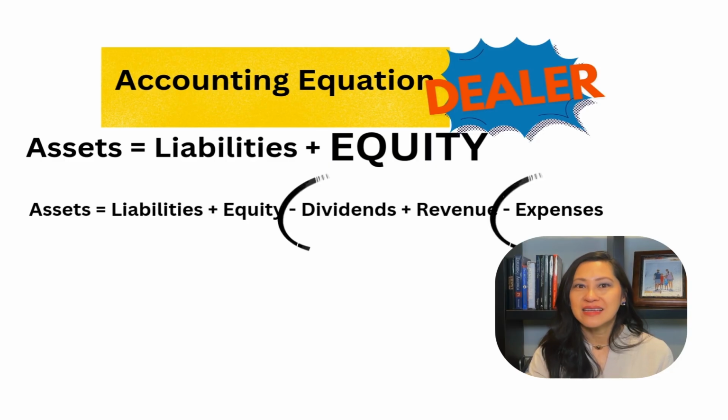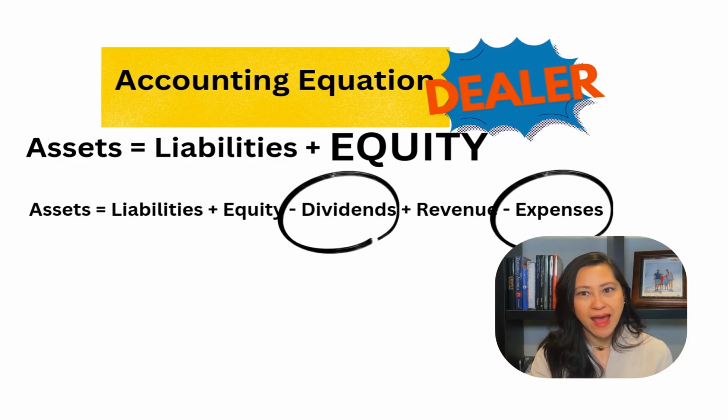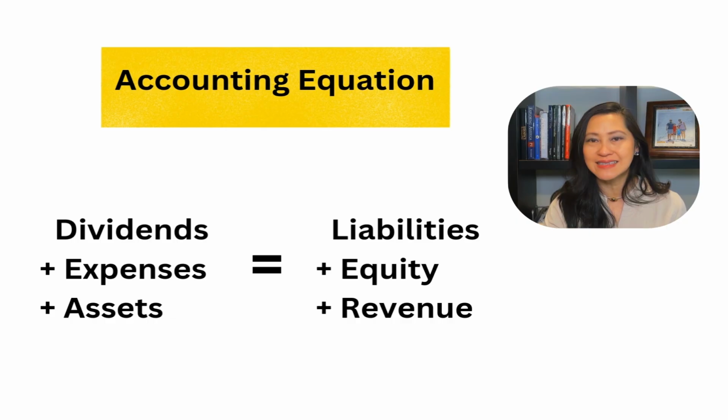Right now we have dividends and expenses subtracting on the right side. If I move dividends to the left side of the equation, it becomes positive. If I move expenses to the left side of the equation, it also becomes positive. So now the equation looks like this. Dividends plus expenses plus assets equals liabilities plus equity plus revenue. Nothing changed. We didn't invent anything. We just rearranged it so everything is positive.